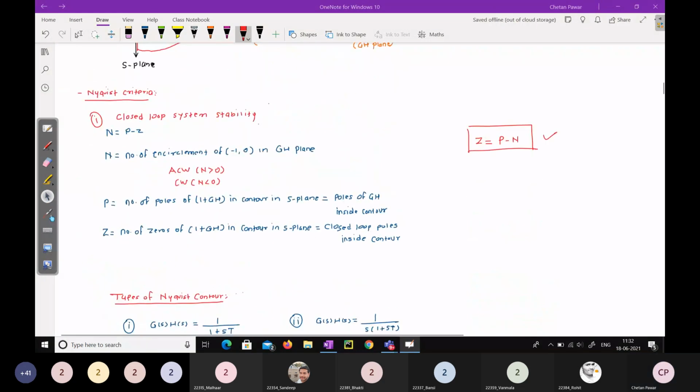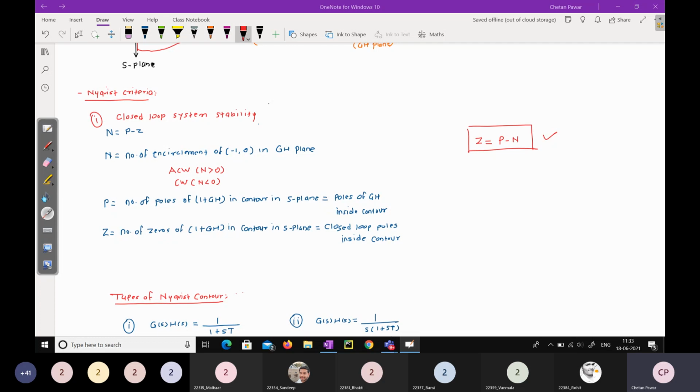So just see this, the closed loop system stability criteria. Let us summarize that point. N is equal to P minus Z, where N is the number of encirclements around the -1 point in a GH plane. If N is greater than 0, that encirclement will be anti-clockwise. If N is less than 0, that encirclement will be clockwise. And here P is what? Poles of GH inside the contour, meaning open loop poles inside the contour. And what is the Z? Closed loop poles inside the contour.